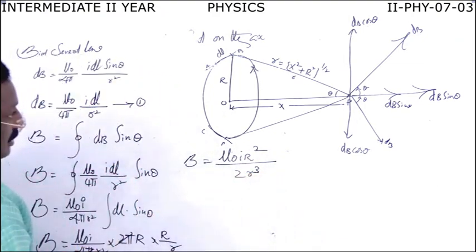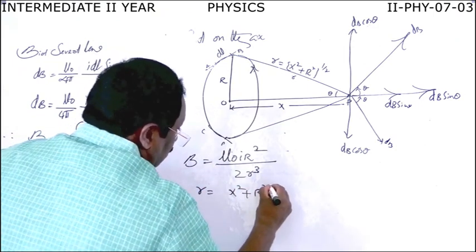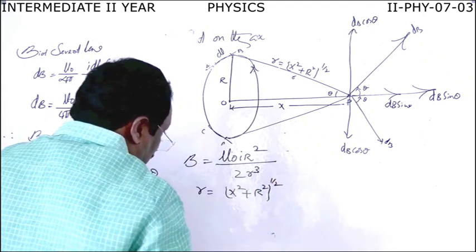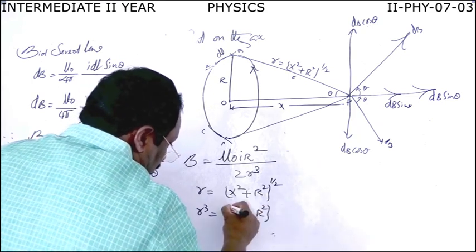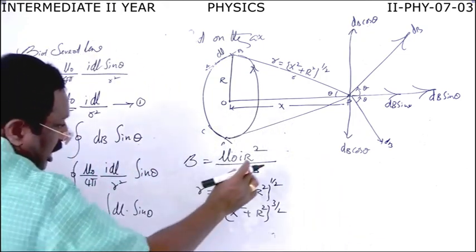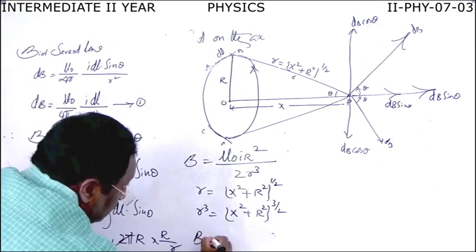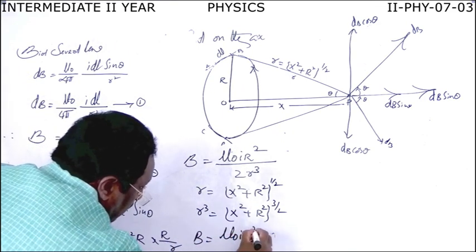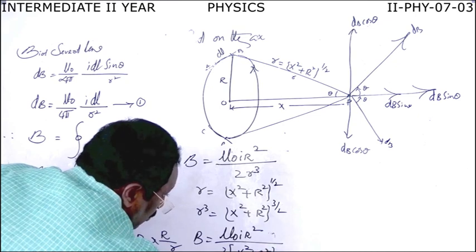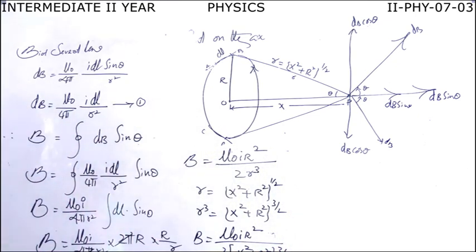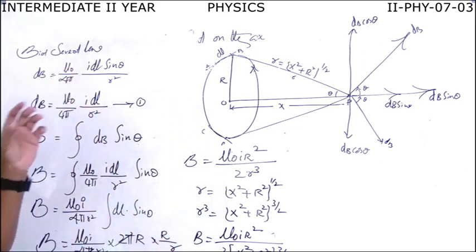Now you write the r value. What is the r value from this figure? X square plus capital R square whole to the power of 1 by 2. But we want r cube. Now it becomes X square plus R square whole to the power of 3 by 2. So instead of r cube, now we substitute this value. Now B becomes mu naught I R square by the denominator 2 into X square plus R square whole to the power of 3 by 2. So this equation gives the magnetic field at a point on the axis of the current carrying coil.